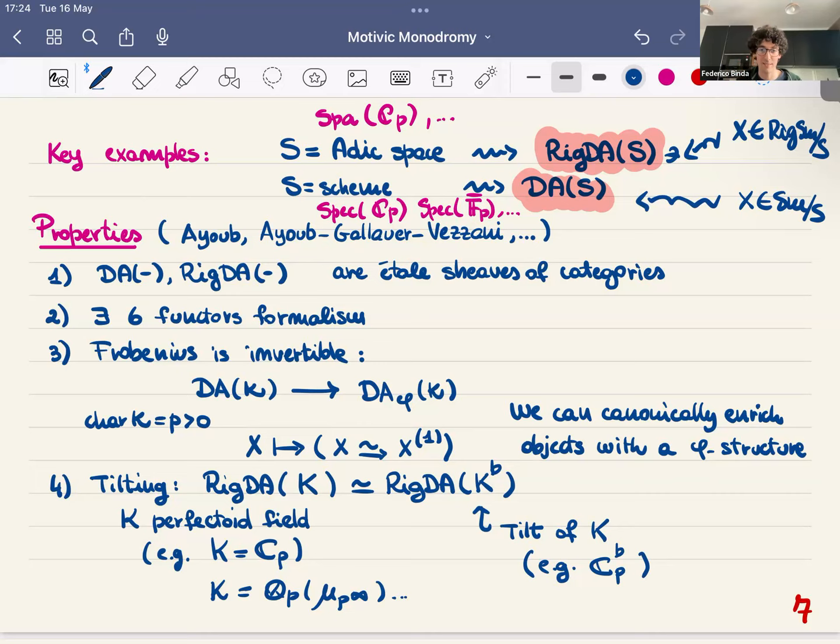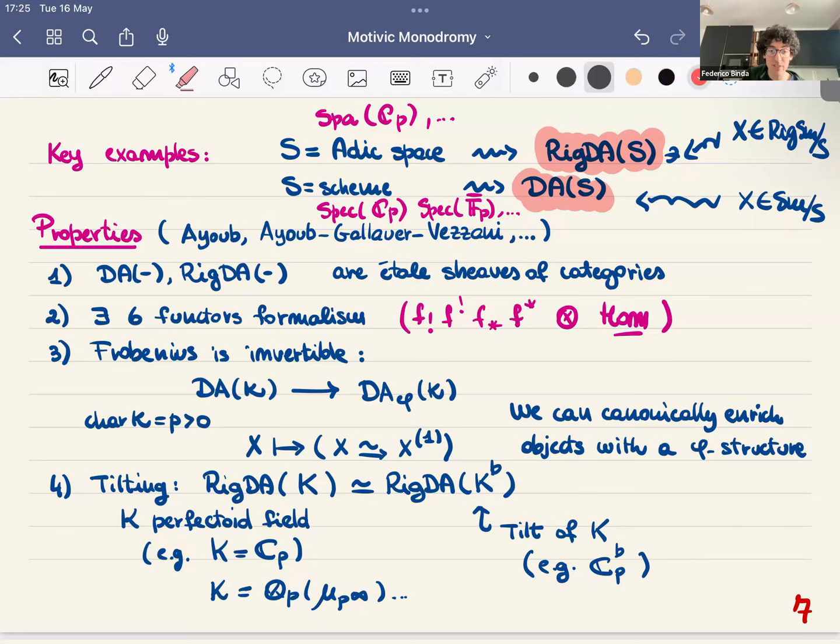This kind of motivic sheaves enjoy many nice properties. Here I listed a few. The names I wrote on top are not an exhaustive list of people that I should acknowledge, but Joseph Ayoub, Martin Gallauer, and Alberto did the work on the rigid side. Since this is slightly less known than the algebraic side, I decided to advertise their names here. Both DA and rigid DA are étale sheaves of categories. That's not entirely surprising, I suppose. They underlie a six functors formalism, so you have all the functors that you like: f lower shriek, f upper shriek, f lower star, and f upper star, you have a tensor product and the internal Hom. So you can do all the cohomology operations that you can desire.